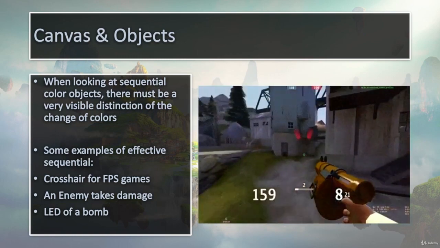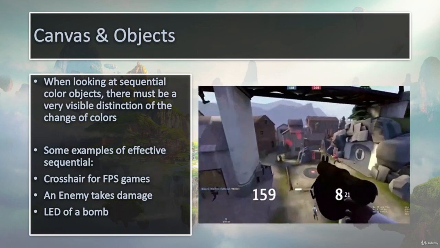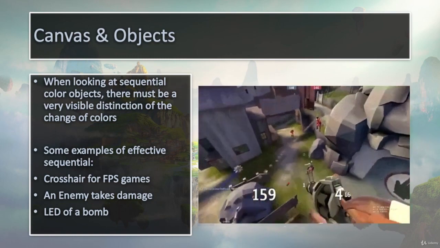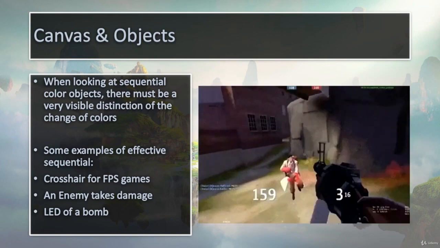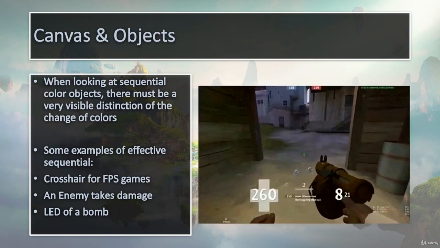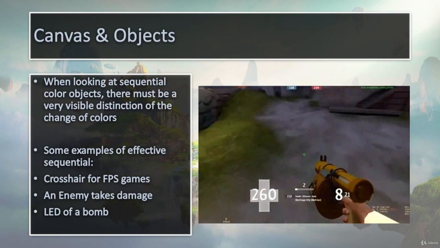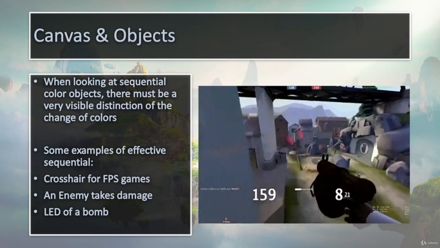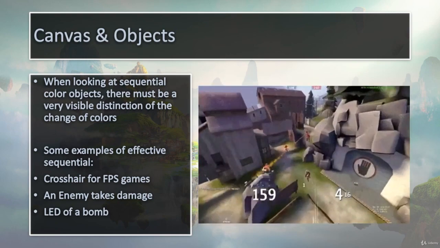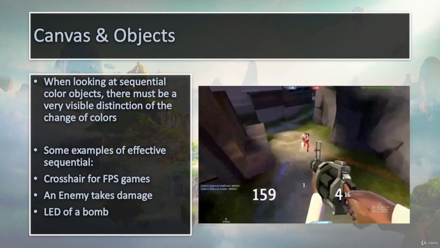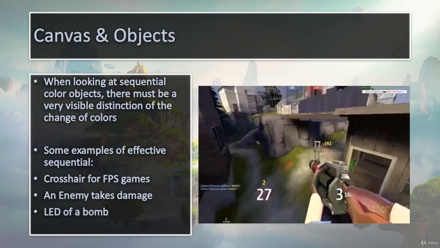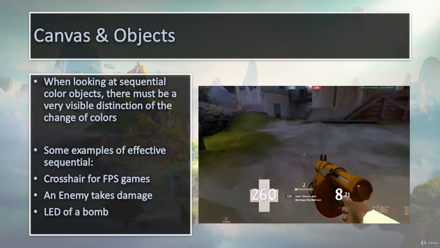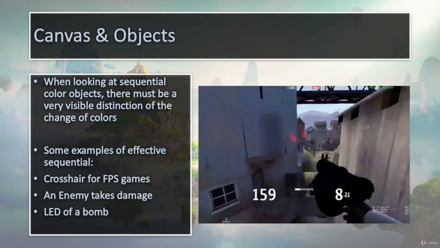Now, when looking at a sequential color object, so we looked at spatial, now we're talking about sequential, there must be a visible distinction of the change of colors. Some examples of effective sequentials could be the crosshair of an FPS game. Let's say in this game we see here, the crosshair is green. Once he locks on a player, it turns red right away. That is indicating to the player that he is in a kill shot spot.